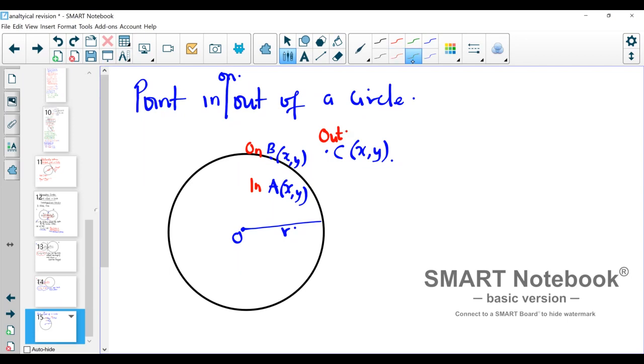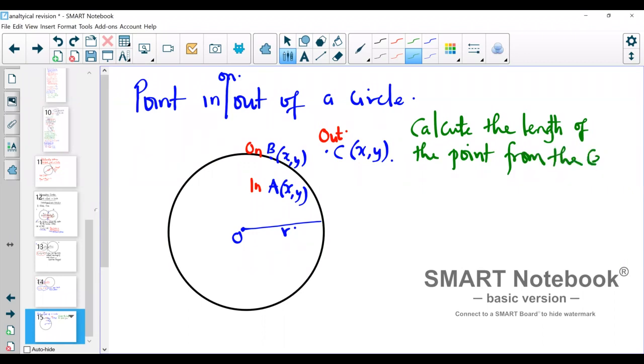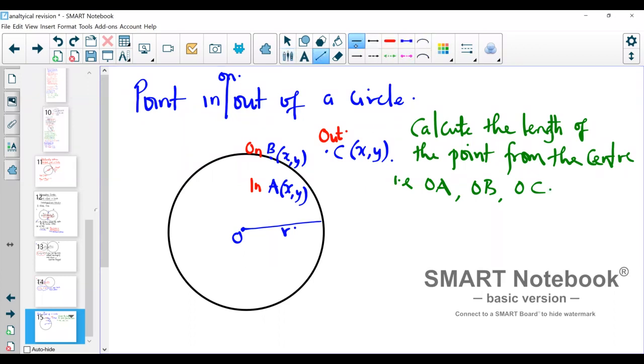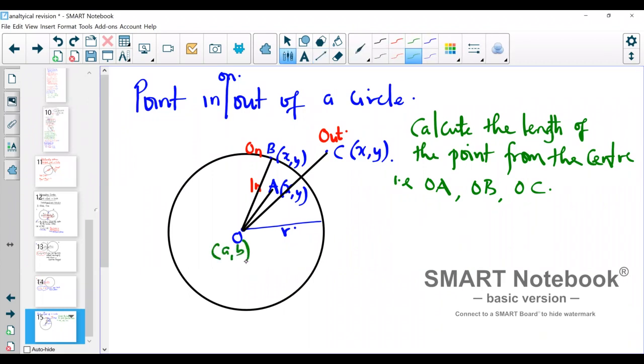This is what you quickly do. Calculate the length of the point from the center. These are analytical thinking now. That is, get OA, get OB, and get OC. We calculate the length. Remember, you can calculate that because we do have the coordinates of the center of the circle and all of that.